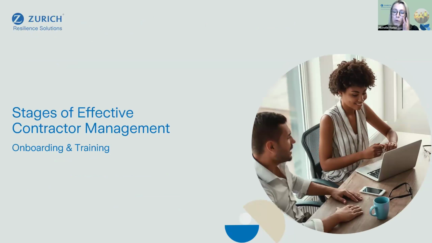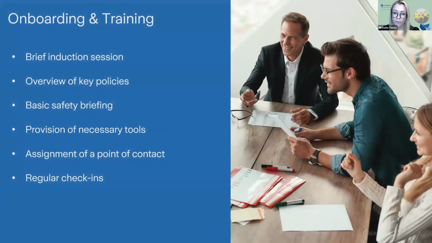So moving on to the onboarding and training stage, this stage is crucial for integrating contractors into the organisation and ensuring that they are well prepared to meet project requirements. This phase involves familiarising contractors with your policies, your procedures and safety protocols, as well as providing any necessary training to guarantee they have the skills and the knowledge needed to perform their tasks effectively and safely. The onboarding and training stage should begin with a brief induction session to welcome contractors and provide an overview of key policies they need to follow.